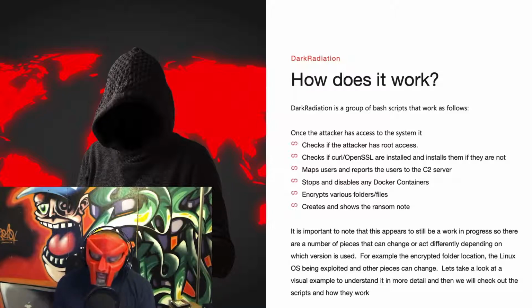Once that is done, it stops and disables any Docker containers that may exist. It also deletes the var-lib Docker folder. Once all that prep work is done, it begins the encryption process. It grabs an encryption password from the command control server and begins encrypting various files and folders like root or home. Once all of that is done, it creates and shows the ransom note.